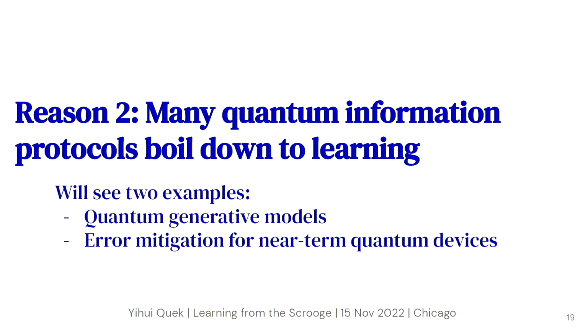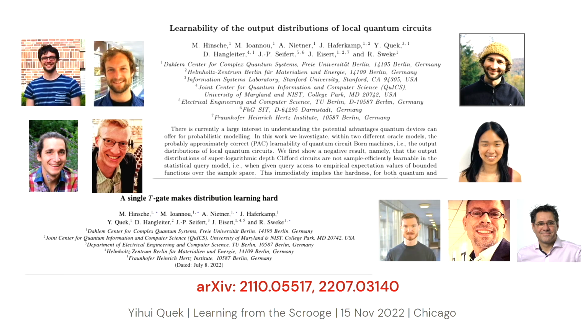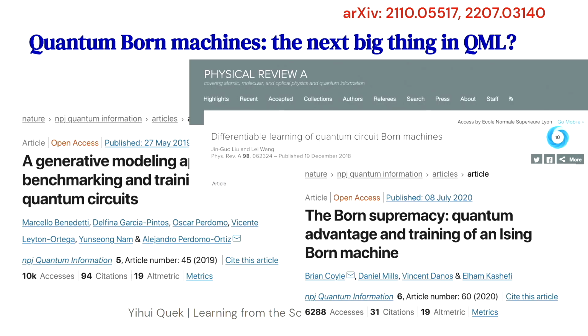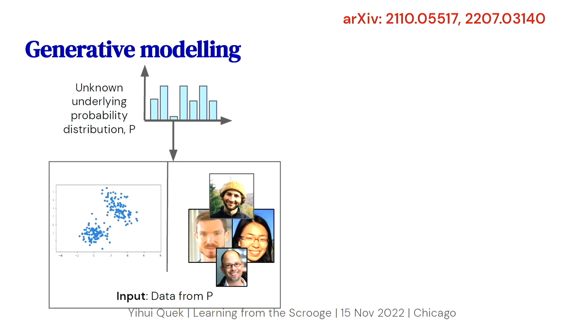So the second reason why you should study quantum learning theory is that it turns out that many quantum information protocols or quantum computing algorithms boil down to a learning problem if you really stare hard at them. And we're going to see two examples. The first is quantum generative models, and the second is error mitigation. On the first example, this is with a bunch of collaborators from Berlin. We were motivated to investigate quantum generative models from the observation that there are more and more papers nowadays that talk about quantum Born machines, and these papers have touted them as being very important and a potential source of quantum advantage in near-term quantum computers. So these are some of the papers that we've seen. We're going to look at quantum Born machines as a form of quantum generative model.